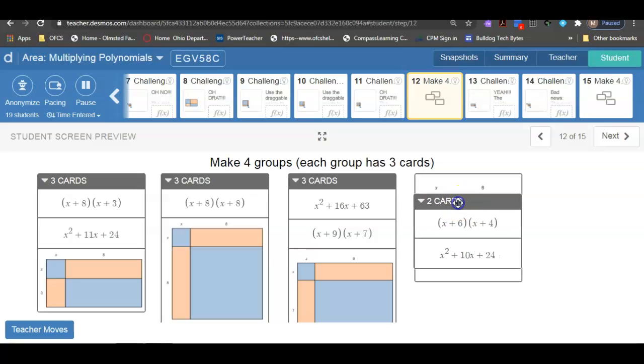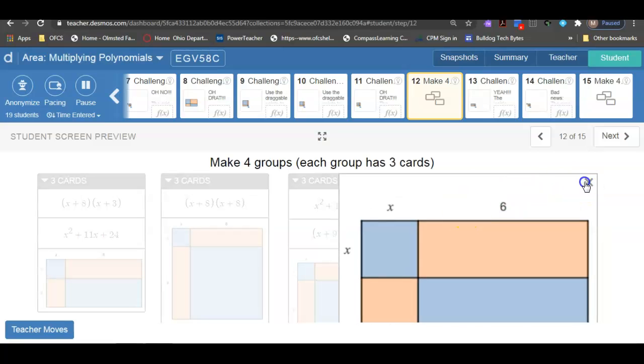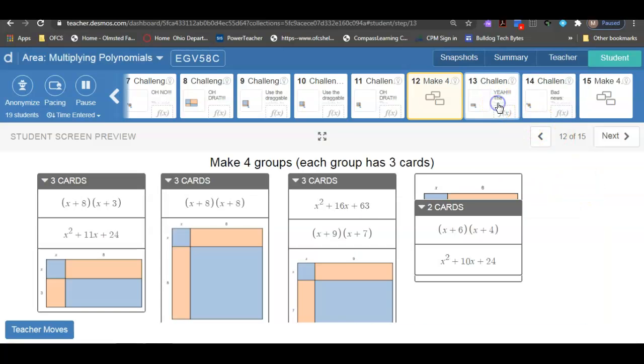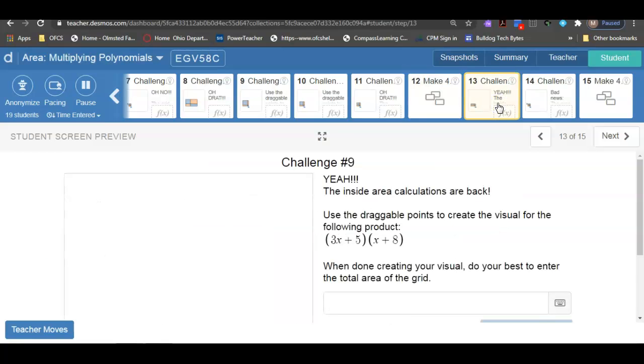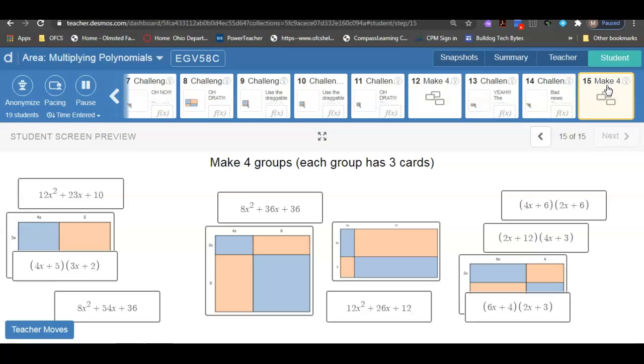And then the last two, I don't know why that's not matching up, but it should. The last two here are just more challenges where you're moving things around and forming new rectangles, and coming up with more of those areas. And then you've got another challenge here where you're doing the same thing, combining, figuring out the length, figuring out the width, writing the area as a product and as a sum. All right, so that was the Desmos activity that you had to do.